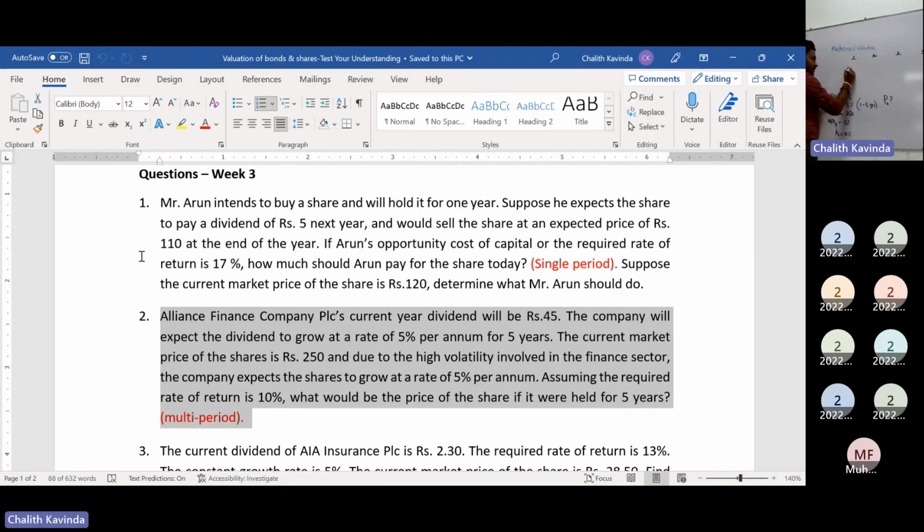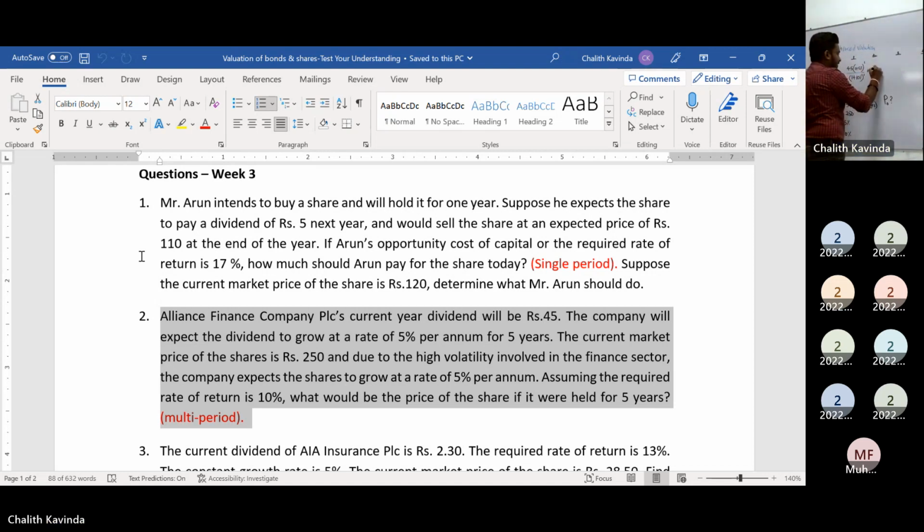So 45, current year dividend, we are going to add the growth rate like this, compounded for 1 year. And we have to discount it. Cost of capital rate is also there. It's 10% for 1 year. Clear? This is how you calculate your next year dividend.